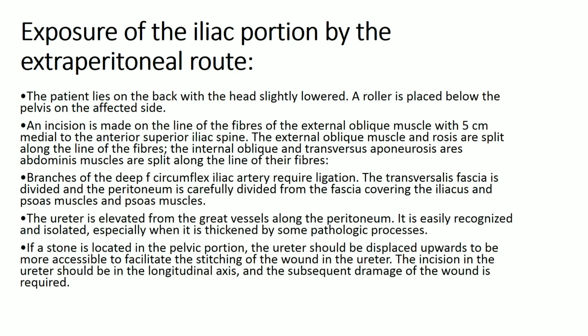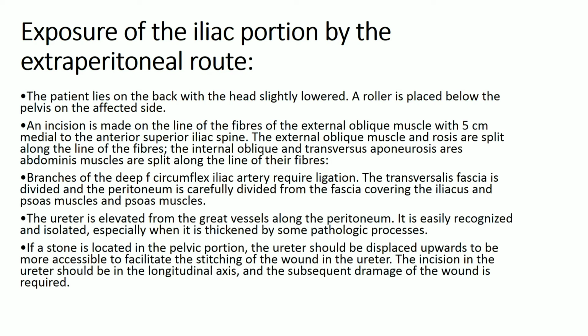Patient lies on the back and the head is slightly lowered. A roller is placed below the pelvis on the infected side. Incision is made on the line of the fibers of the external oblique muscle 5 cm radial to the anterior superior iliac spine. Branches of the deep circumflex iliac artery require ligation. The transversalis fascia is divided and the peritoneum is carefully separated from the fascia covering the iliacus and psoas muscles. The ureter is elevated from the great vessels along the peritoneum.